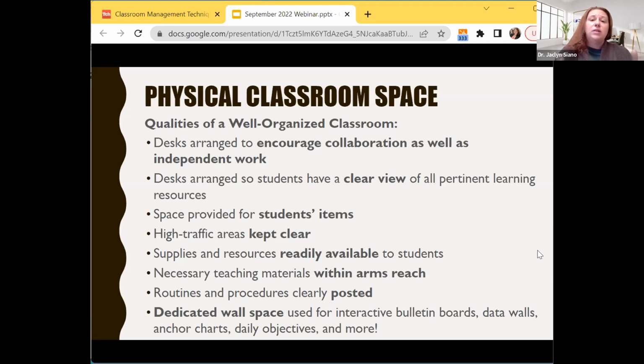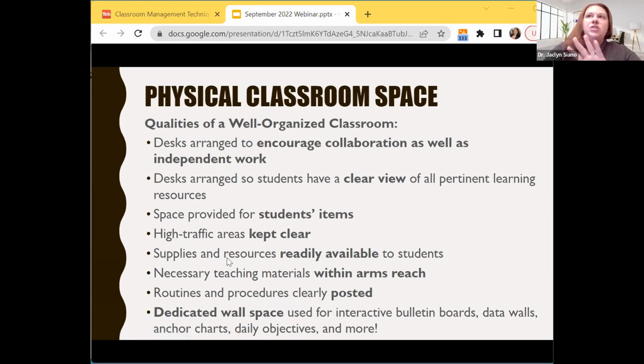So if you're going to be doing a lot of your teaching from a smartboard in the front of the room, then we have to make sure that even if the students are arranged in groups, they do have a clear view of that smartboard, regardless of where they're sitting. There's space provided for student items.